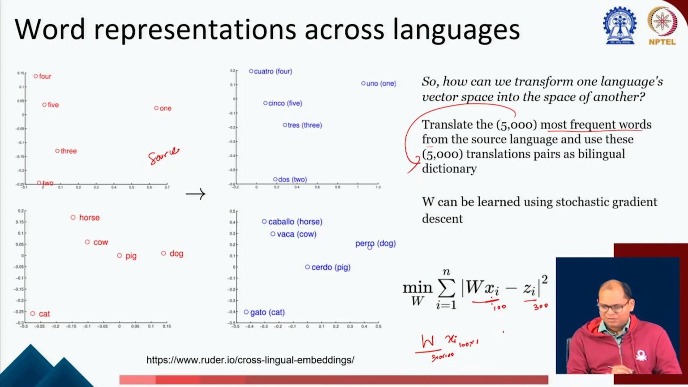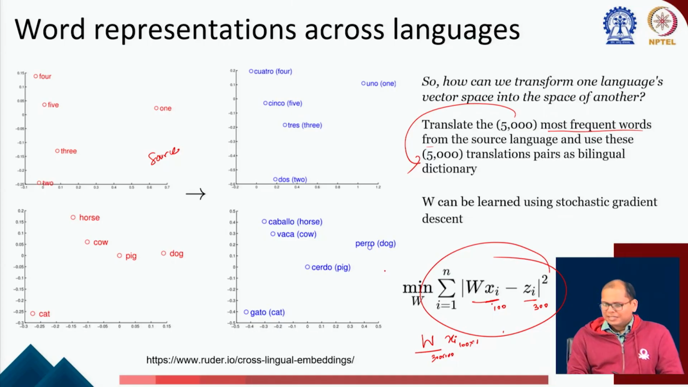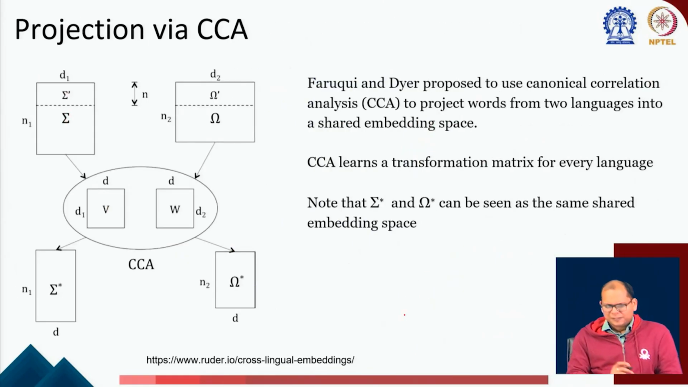That is the mapping that I am learning, and this I can do over all the 5,000 or whatever number of words that I have mapping available for, and find out the best possible. So, minimize that and find the best possible W, and you can use gradient descent and other kinds of methods for learning this mapping. So, that is a very straightforward method.